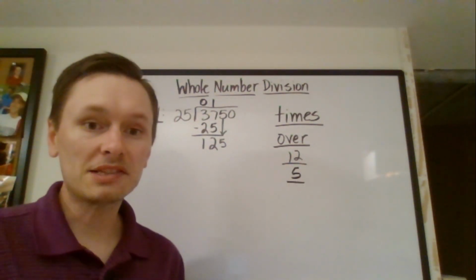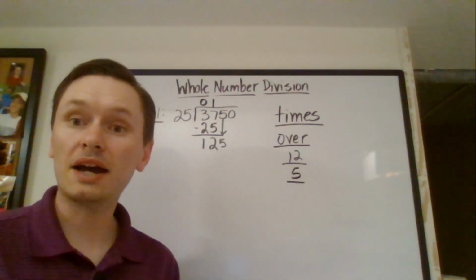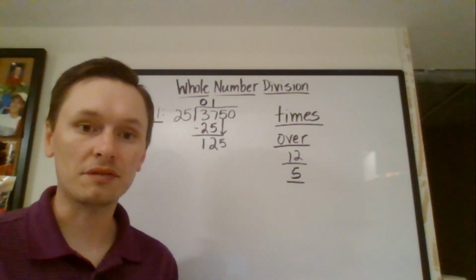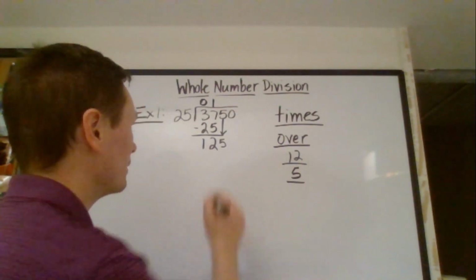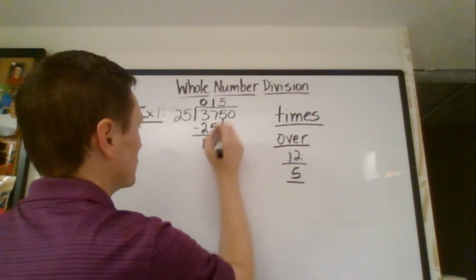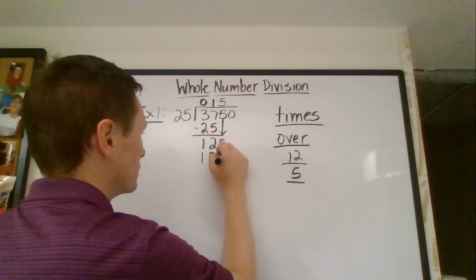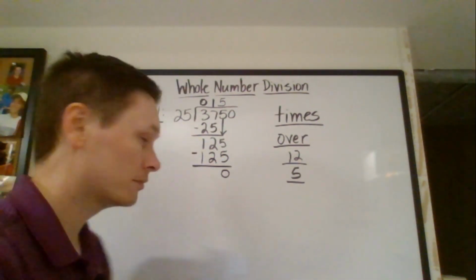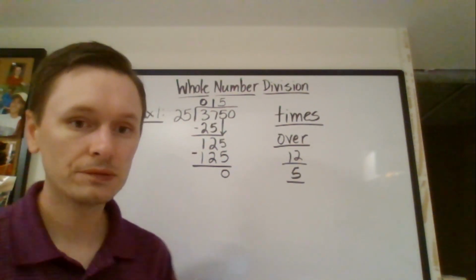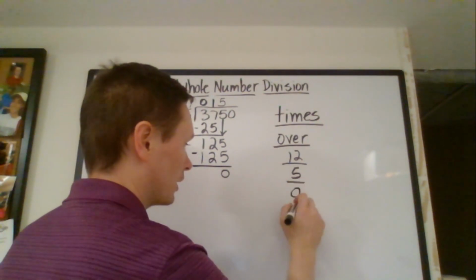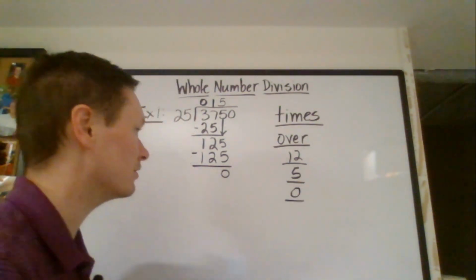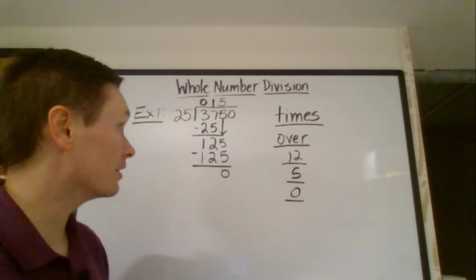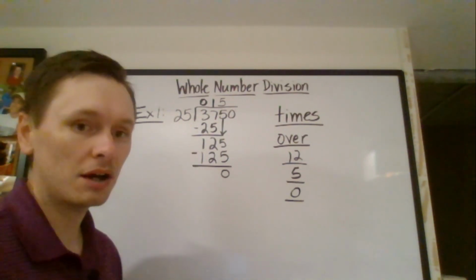And then I ask myself, how many times does 25 fit into 125? Just 5 times. I subtract, it's 0, because 125 minus 125 is 0. And then I bring down the other 0.